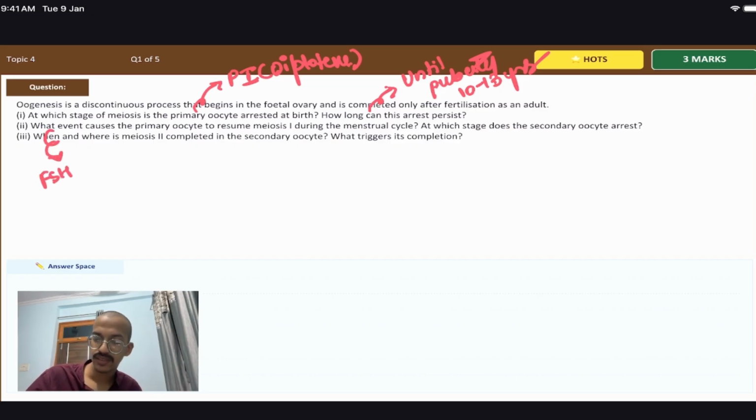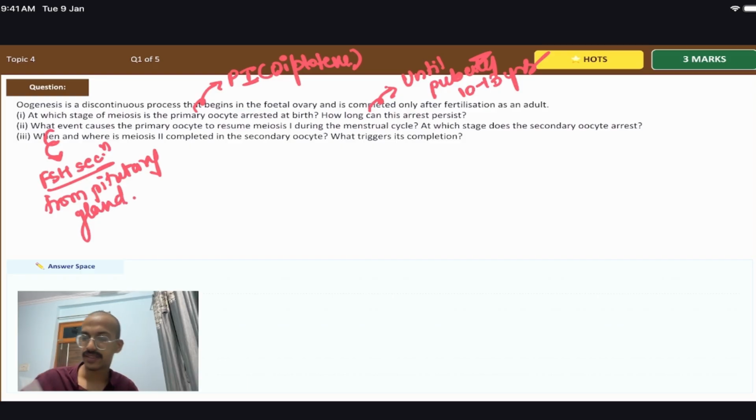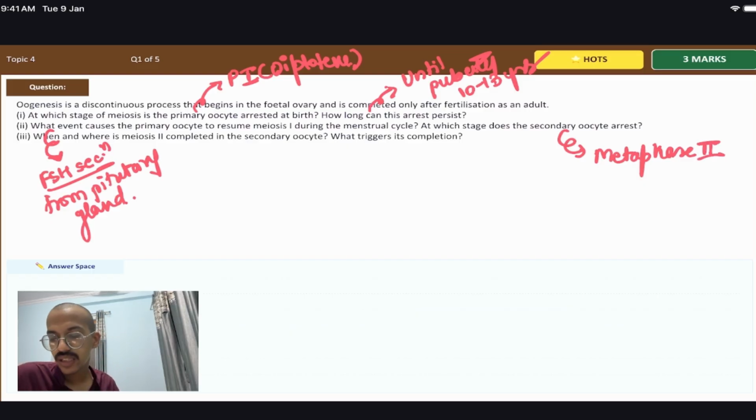FSH is secreted from the pituitary gland. Okay, then at which stage does the secondary oocyte arrest? It is arrested at metaphase 2. Then comes the third question: when and where is meiosis 2 completed in the secondary oocyte?